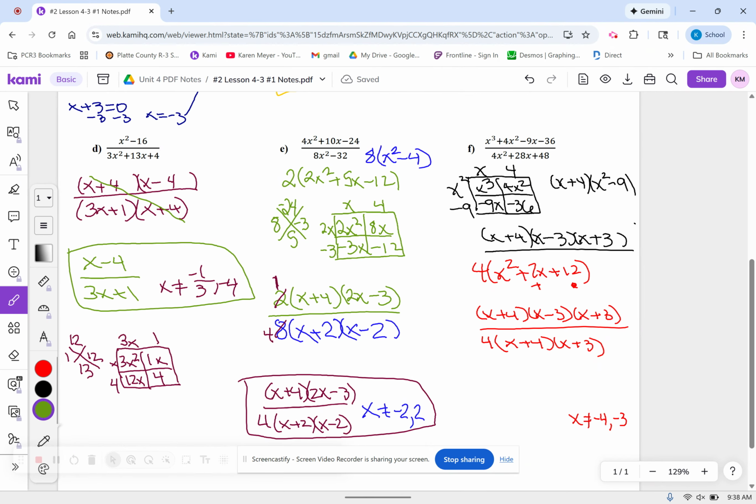And then I would say, ooh, x plus 4 cancel out, so let's get rid of that. And x plus 3 also cancels out, so let's get rid of that. So then on the top I have x minus 3, and on the bottom I have 4. And then we are done.